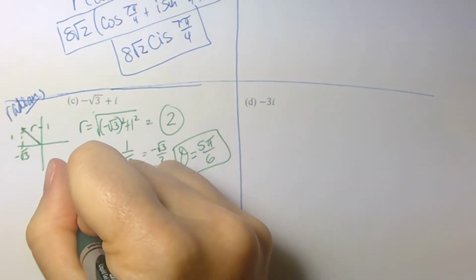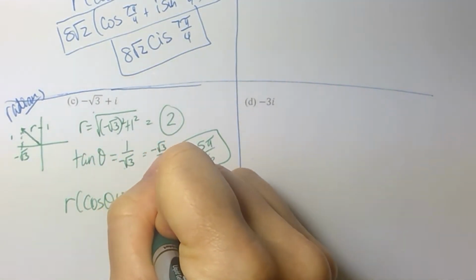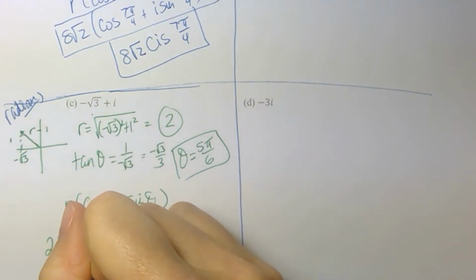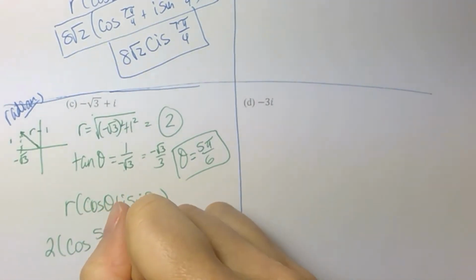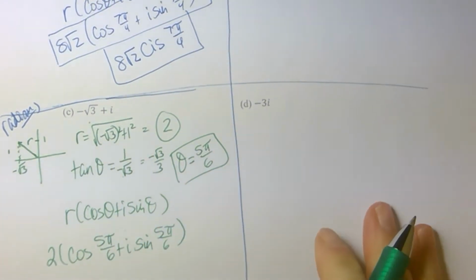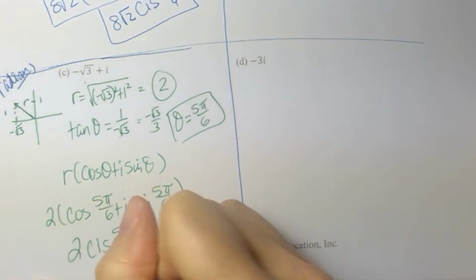So we know all the information we need. Cosine theta plus i sine theta. This is our trig form, our polar form. Now we just plug in what we found. 2 cosine 5 pi over 6 plus i sine 5 pi over 6. That's my longhand form. Shorthand form would be 2 cis 5 pi over 6.